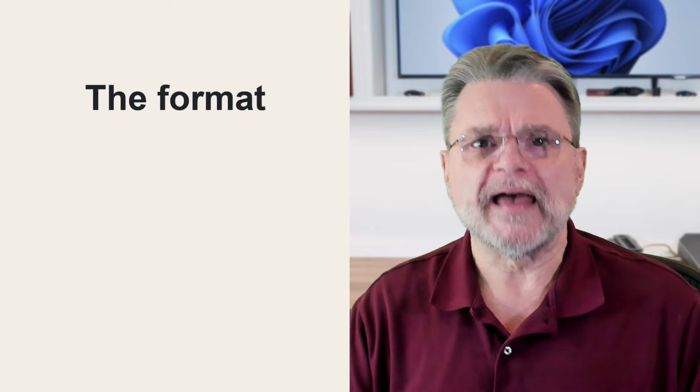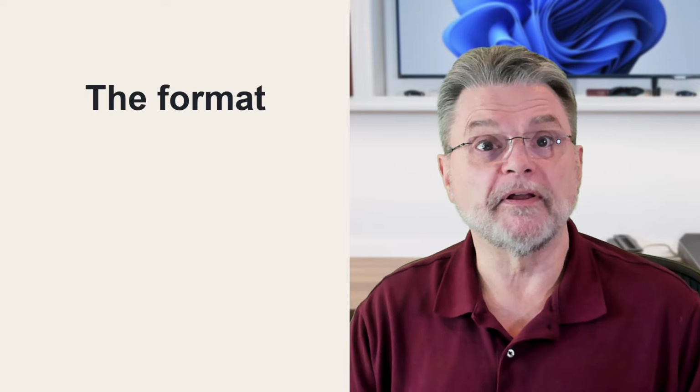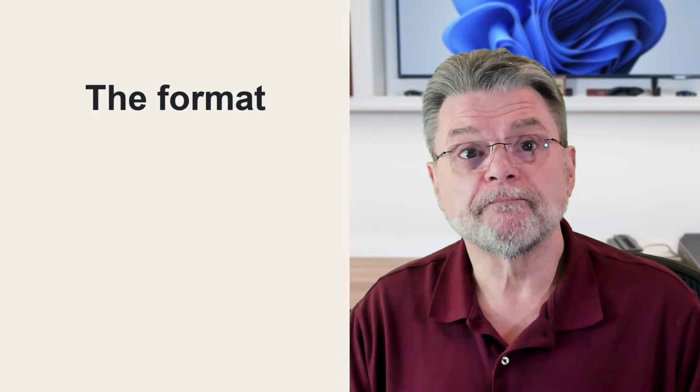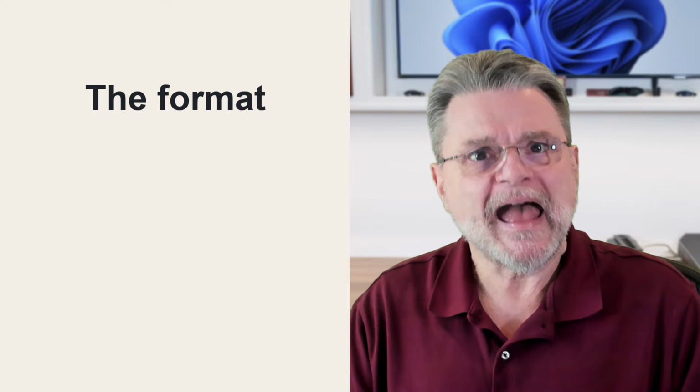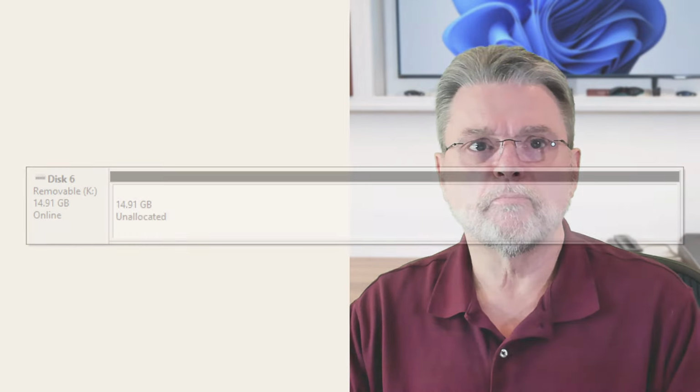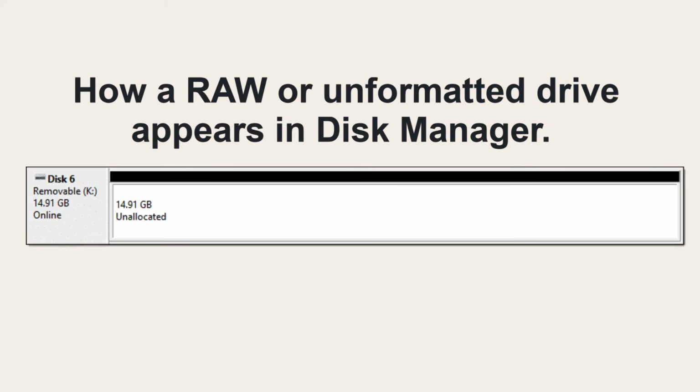The streets are that land's format. They tell the housing development where it can build houses on the land. A raw drive has no format. There are no streets for Windows to use or place to locate files. A raw drive is the disk equivalent of completely bare land.